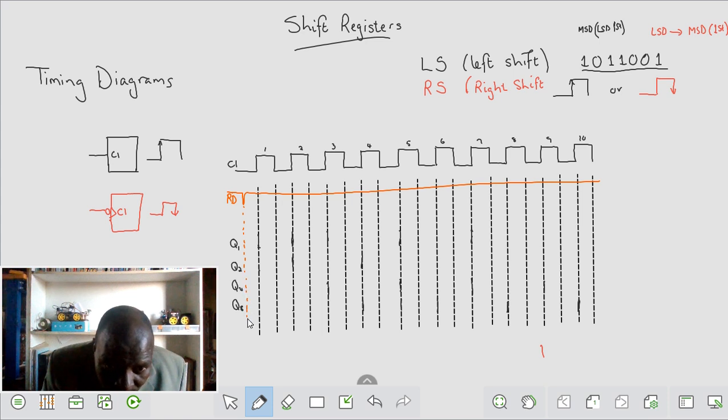So yes, we are not afraid of what it was before. Probably this was a 1, it's reset to a 0. This was a 1, it's reset to a 0. This was a 0, it stayed 0. This was a 1, it reset to a 0.